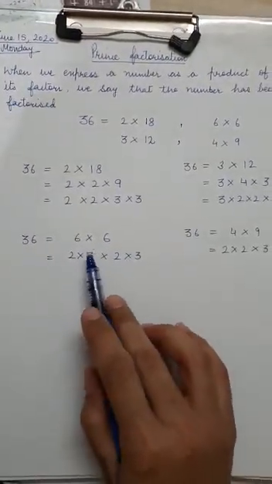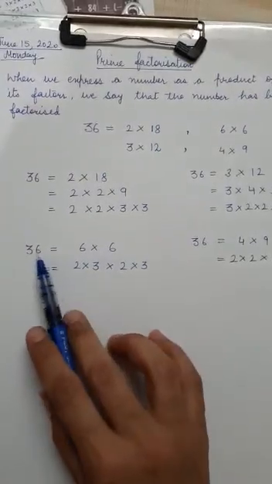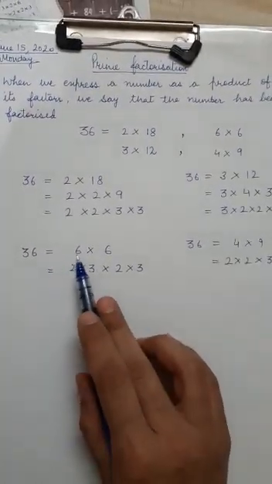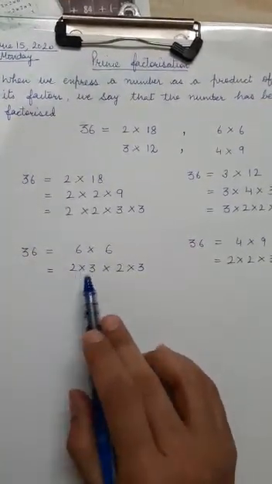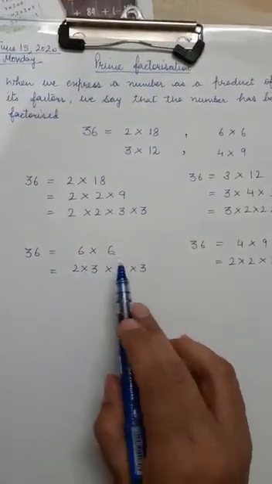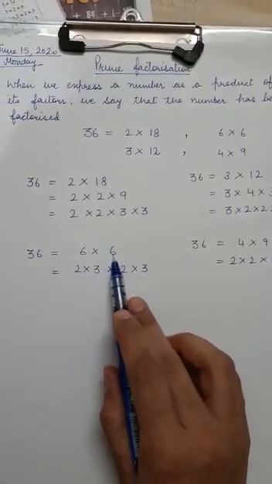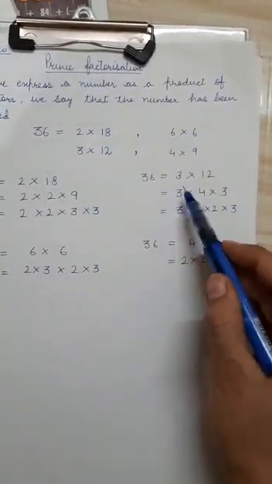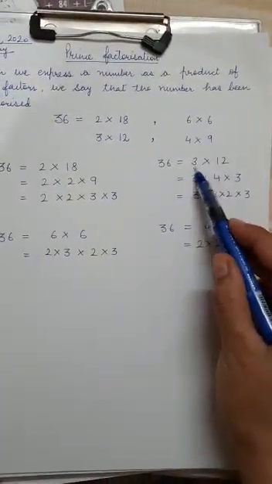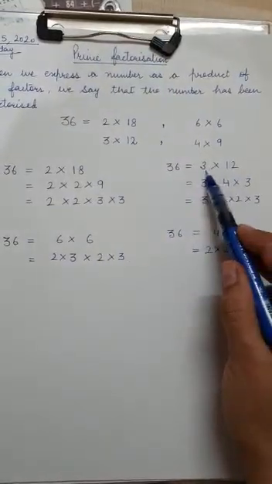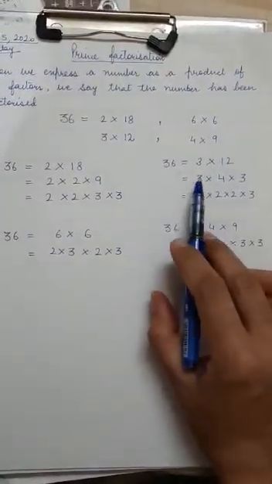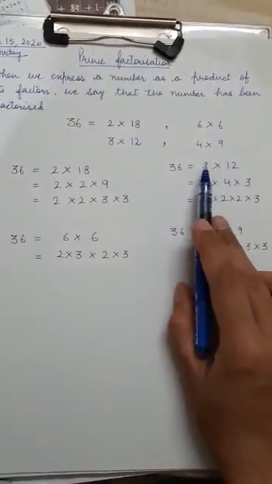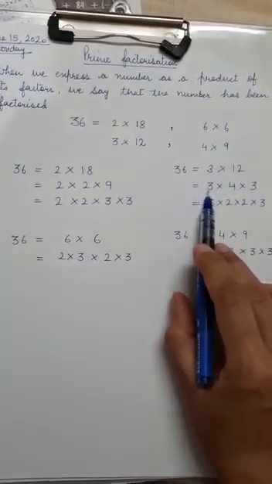Look at the second case. 6 multiplied by 6 makes 36. Right. Now 6 can be factorized further. Yes, 2 multiplied by 3. Here again 6, 6 can be factorized like 2 multiplied by 3. In the same way, 36 can be written as 3 multiplied by 12, as 12 threes are 36. So 3 cannot be factorized. I'll write it as it is.